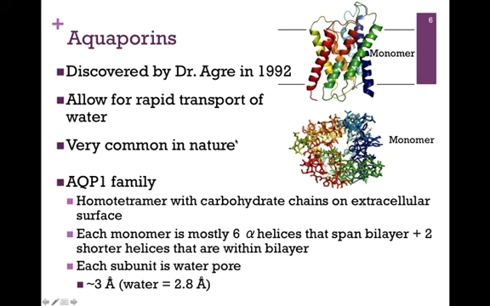Each subunit is a water pore, so we have a homotetramer. We have 4 water pores in each tetramer. The size is about 3 angstroms, and that is sufficient to accommodate a water molecule, which is about 2.8 angstroms. You can get a better idea of the size of that central pore by looking at the lower figure here, the ball and stick model, and there's our central pore within the monomer.